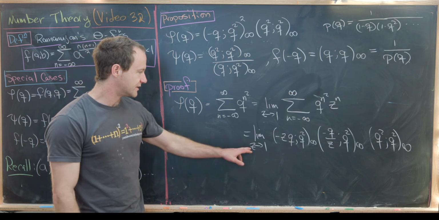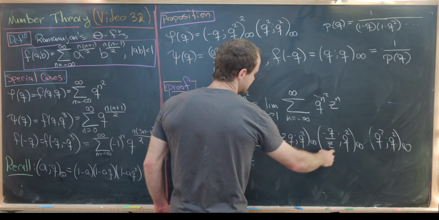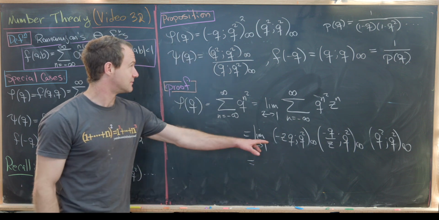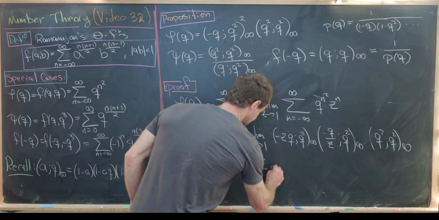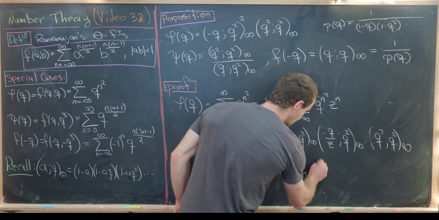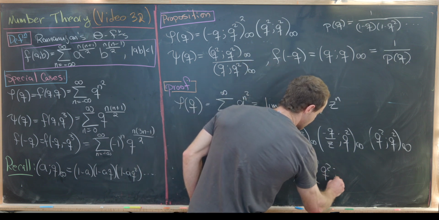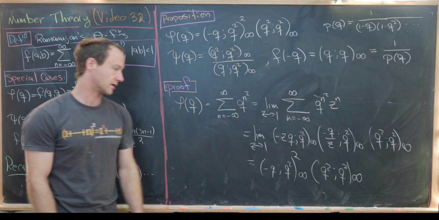Okay, but now notice as z goes to 1, these two guys limit to the same object, and that object is exactly this one right here. So that gives us minus q squared infinity, and then q squared infinity. And this one is squared like that.